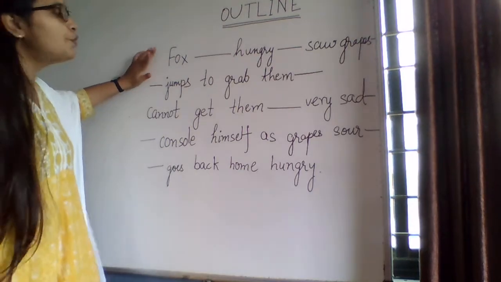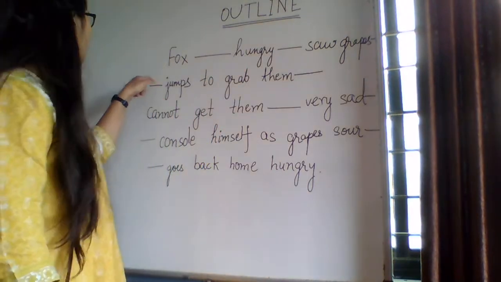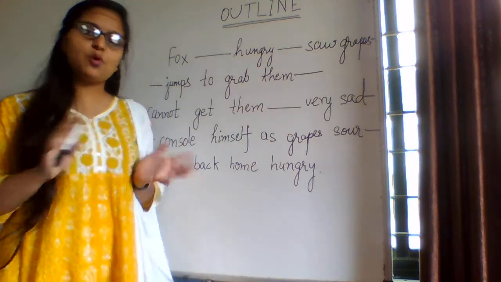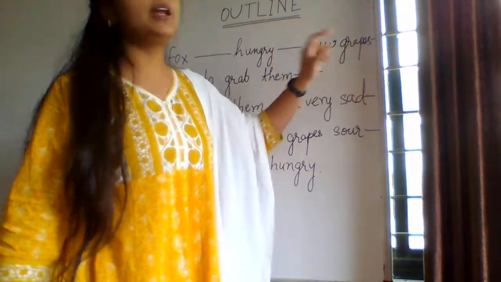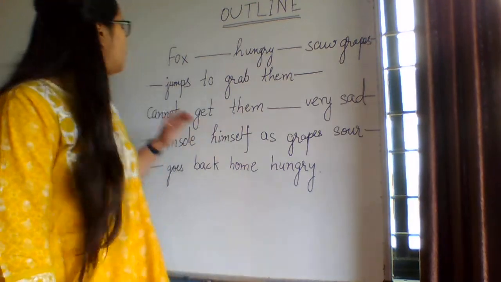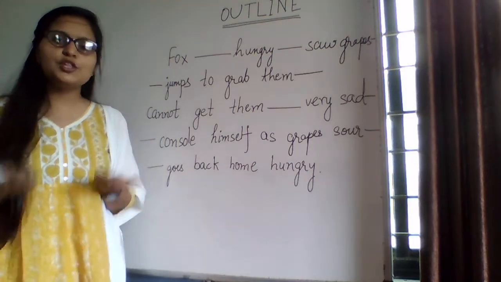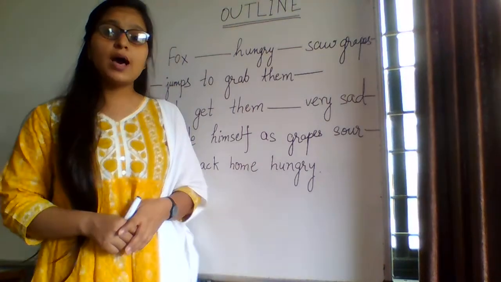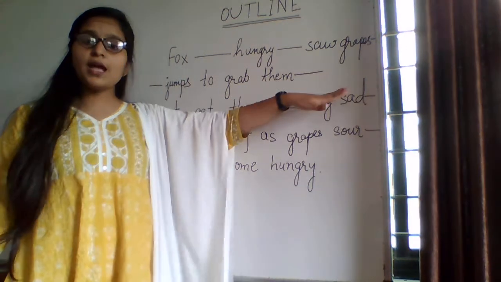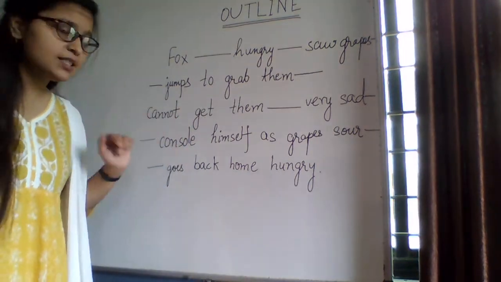Fox. So there was a fox. Hungry. That means he was hungry. So there was a fox and he was very hungry. In order to search for food, he was roaming here and there. Then saw grapes. After some time, the fox saw some grapes. Jumps to grab them. The grapes were high, so the fox jumped up and down so as to grab the grapes. After that, cannot get them. So what are you going to write? After trying so many times, the fox was not able to get them.